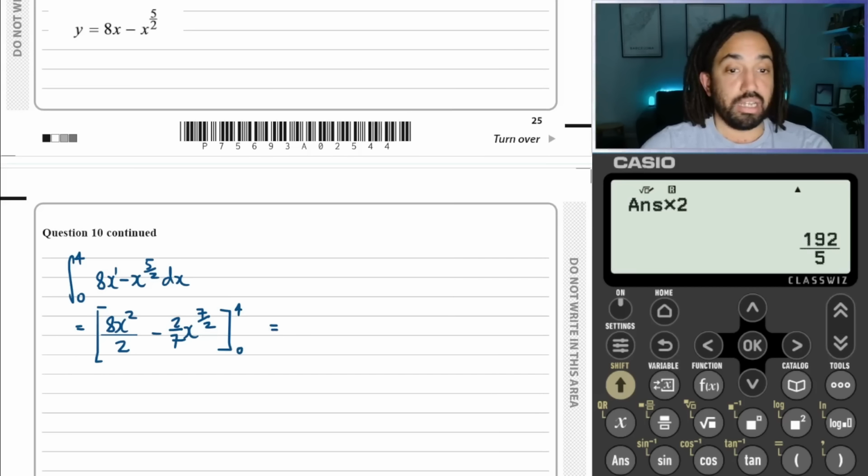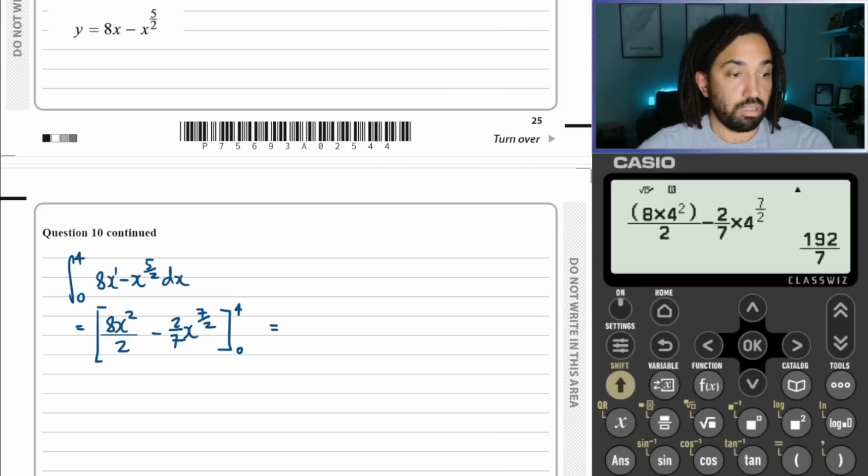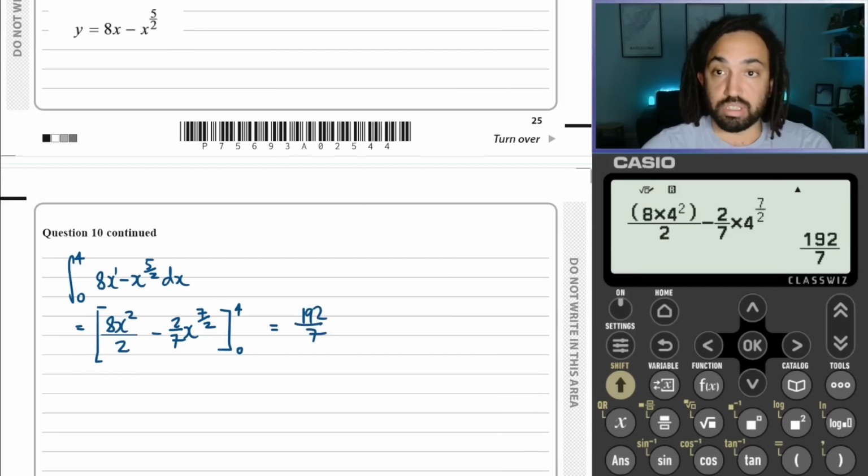Okay, great. Now we just need to sub this into our calculator. Okay, which I've just done, and that gives us 92 over 7.